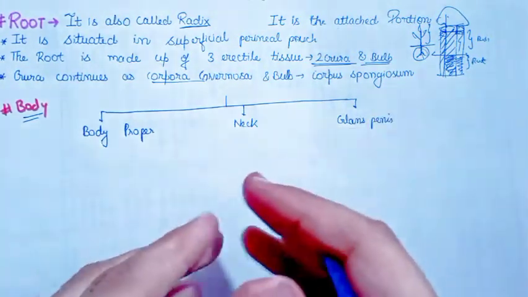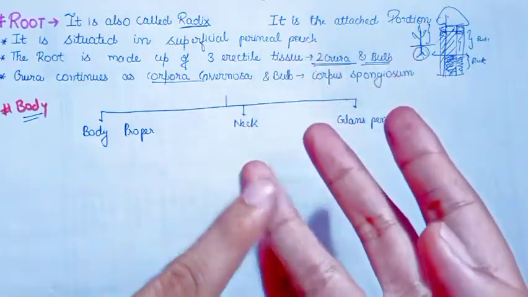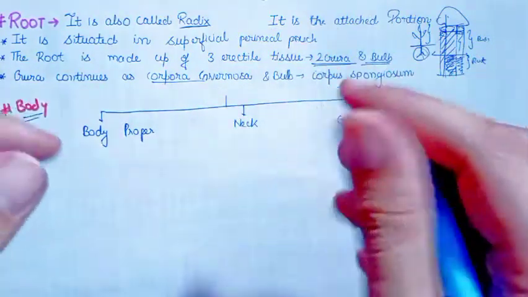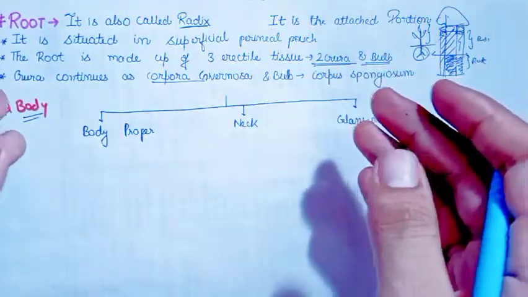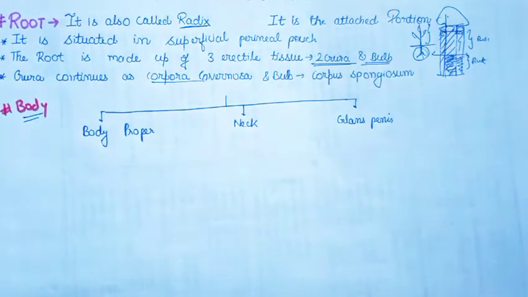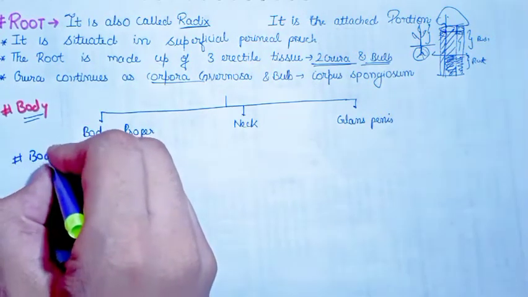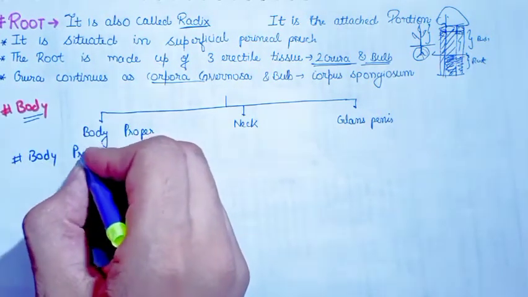Okay, the body is divided further into three parts: the body proper, the neck, and the glans penis. The neck is a very small portion that is situated between the body proper and the glans penis. So let's know something more about the body proper. The first part of the body is the body proper.